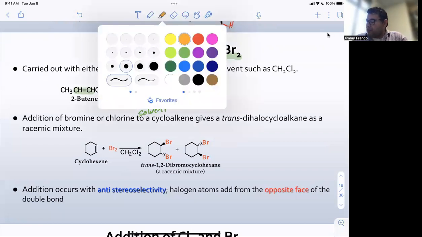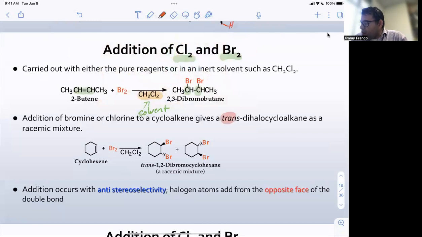One more wrinkle for this. They always add anti to each other. So they have this anti-stereoselectivity, which means when they add across a double bond, they're going to point in the opposite direction. All right? Doesn't matter which one of these you make wedge and which one you make dash, as long as they're opposite. And actually, they tend to give you the racemic mixture because they'll give you both of them.